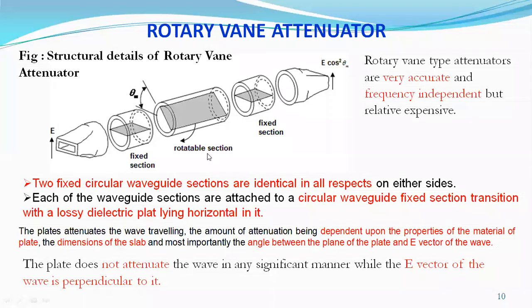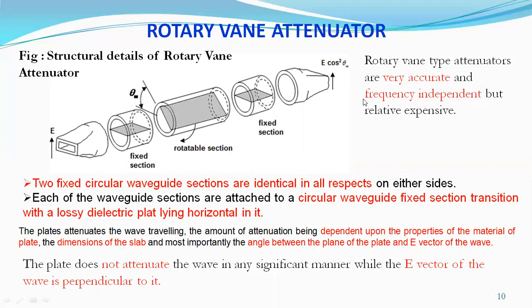So inside this one, we have the resistor card. The principle is that if the electric field lines of the wave are perpendicular to the resistor card, there is no effect of the resistor card on the signal. If it is parallel, then it will absorb the entire signal. It depends upon the angle. So the absorption depends upon the angle, and based on the absorption, we can say the attenuation is varying.